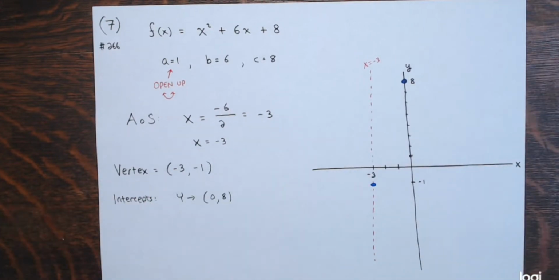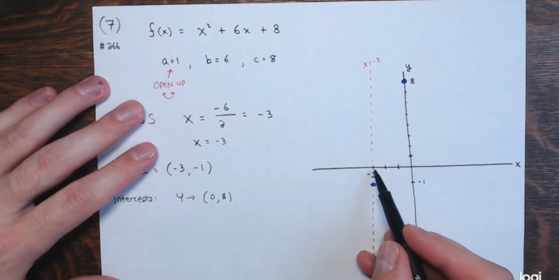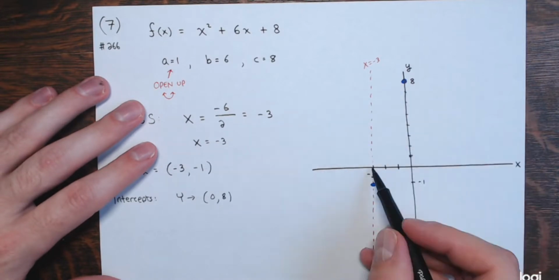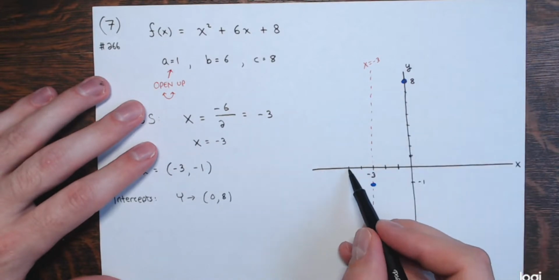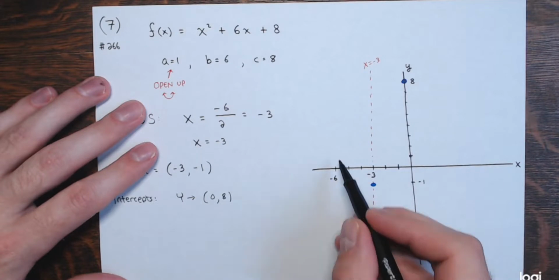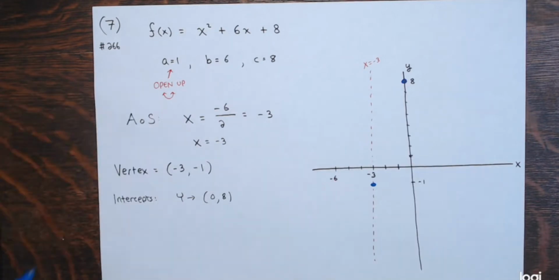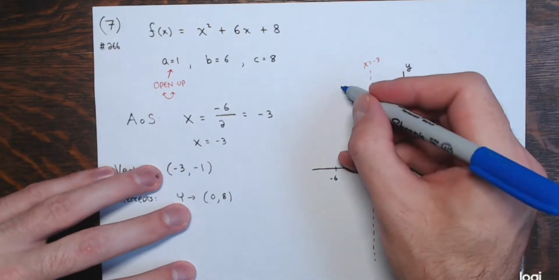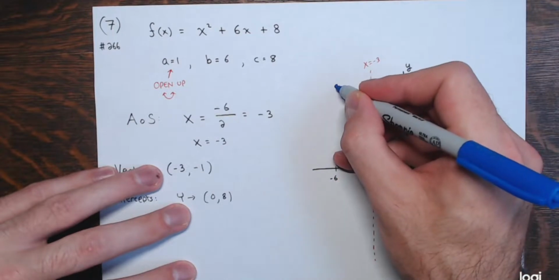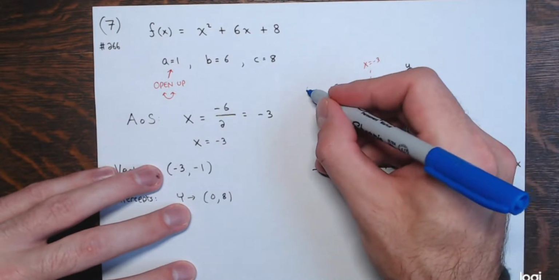And let me just use the symmetry right now. That's 3 units to the right, so 3 units to the left. -4, -5, -6 would also give me an output of 8. So -6, comma 8 should be on this graph.